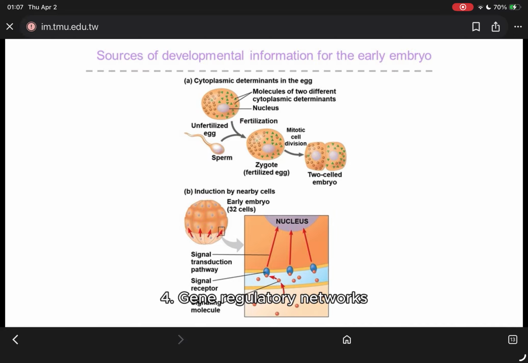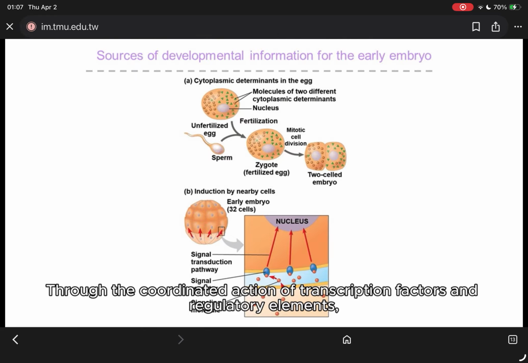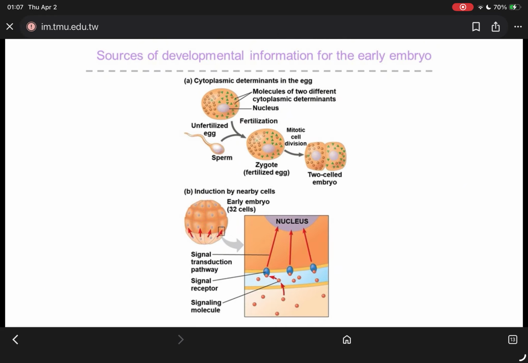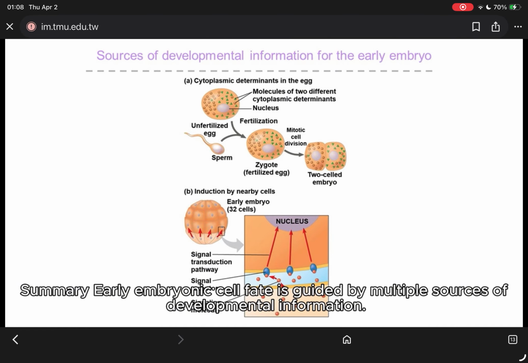4. Gene regulatory networks. Finally, all of these signals are integrated into gene regulatory networks, GRNs. Through the coordinated action of transcription factors and regulatory elements, GRNs precisely switch genes on and off, executing the developmental plan with remarkable accuracy. Summary: early embryonic cell fate is guided by multiple sources of developmental information.